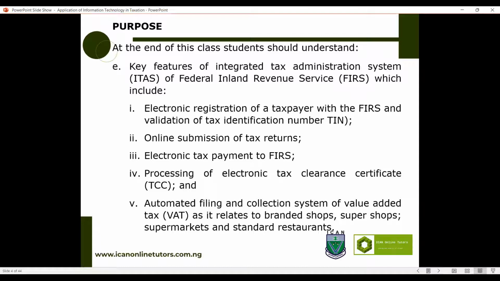tax of Federal Inland Revenue Service, which include 1, electronic registration of a taxpayer with the FIRS and validation of tax identification number, TIN. You should know the procedure for online submission of tax returns, the electronic tax payment to FIRS, processing of electronic tax clearance certificates, and automated filing and collection system of value-added tax as it relates to branded shops, super shops, supermarkets, and restaurants.